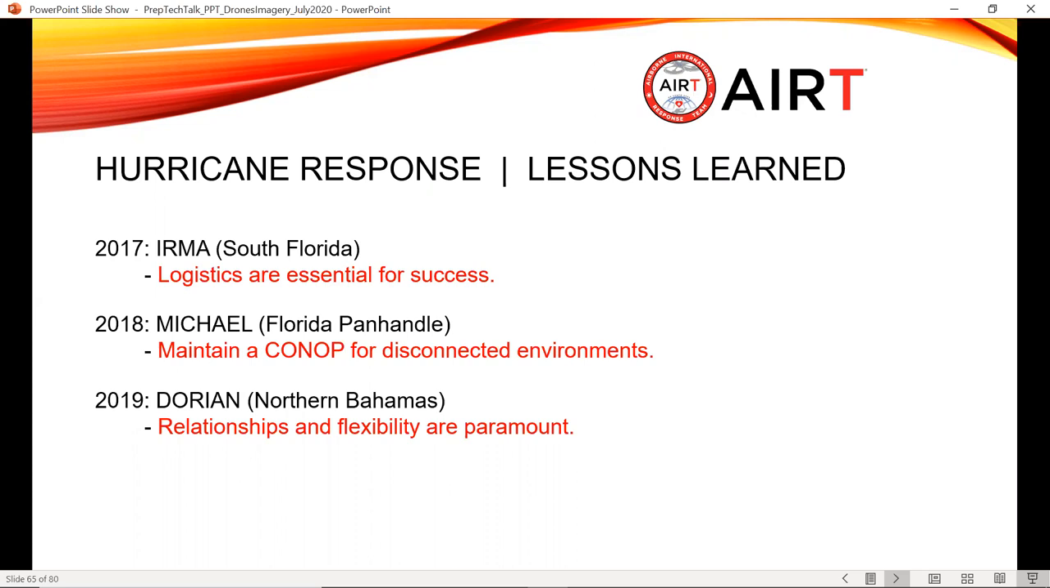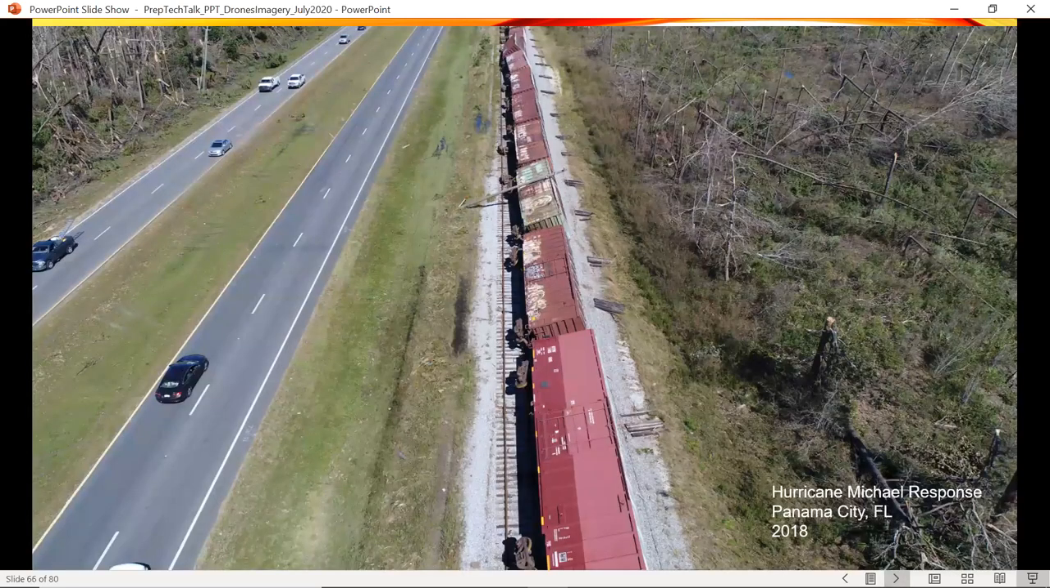And in 2019, in Dorian, we really put those two lessons to use. And you'll see an example of that in a second. But we learned that relationships and flexibility are paramount. Even though your mission might be going to fly drones, don't be surprised if you're unloading a school bus full of water and building goodwill within the local community. That's really essential to affecting the response. Here's another example from Hurricane Michael. This is Panama City. Freight train blown over.